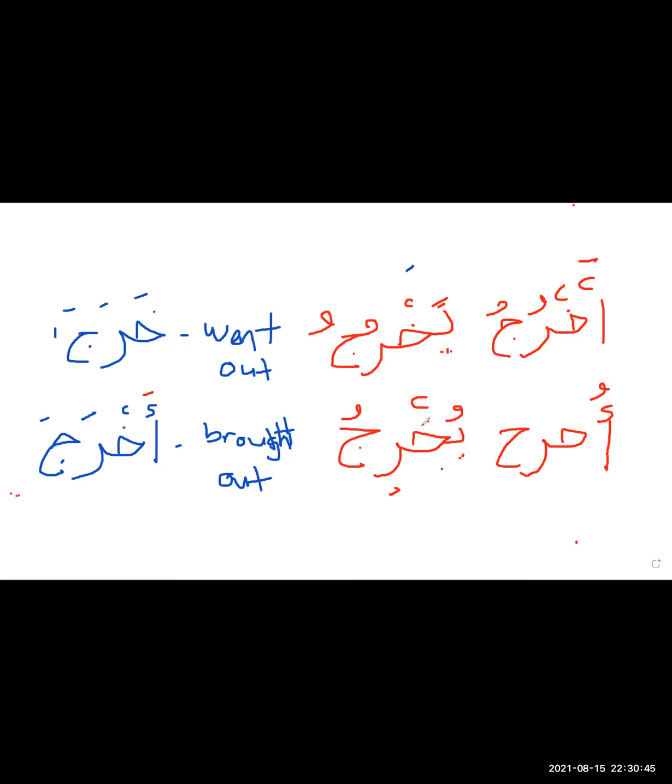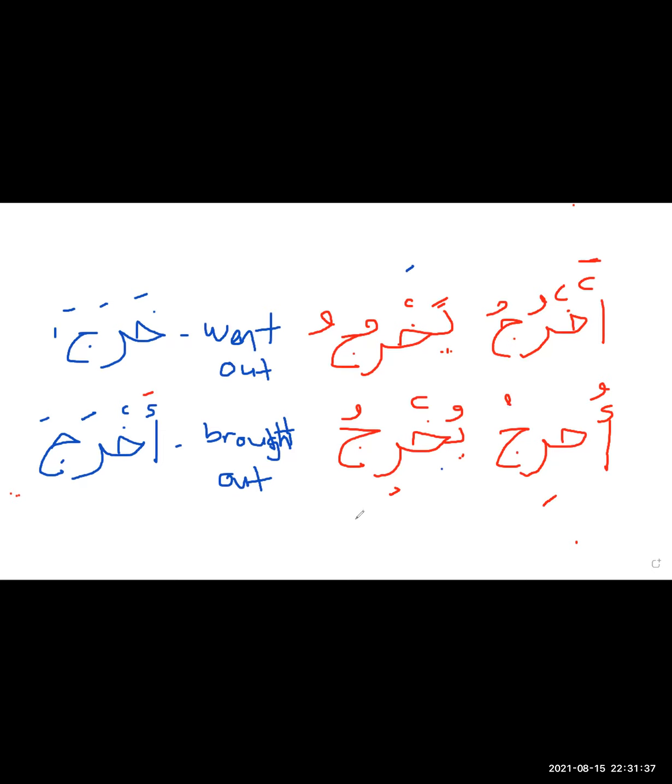So when you see a fi'il madi with alif, it is a verb that needs a transitive object. So if I went out, you just replace the ya with hamza and the same fatha. So akhraju. If it's akhraja, then this yukhriju, just replace the ya with a hamza with a dhamma. Yukhriju, right? So that's how.